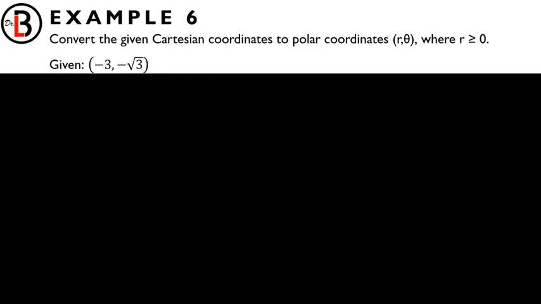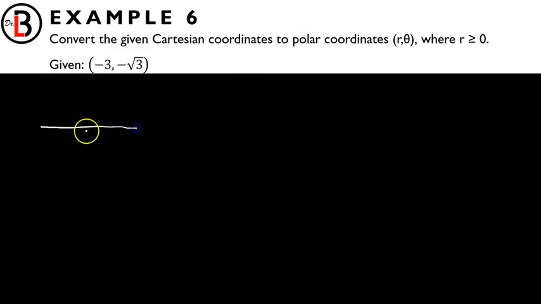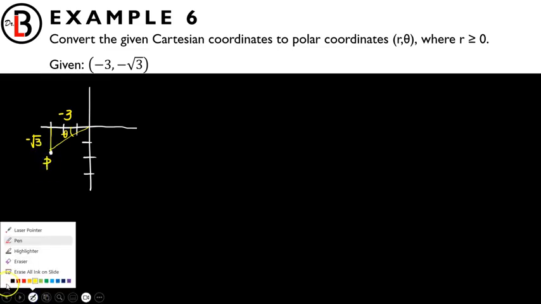Next, another one. Convert the Cartesian coordinate to polar coordinates where r is greater than 0. So you're given a third quadrant point, negative 3, negative square root of 3. So square root of 4 is 2. So that means square root of 3 is greater than 1, but less than 2. So let's just call this point. Let's approximate that. If this is theta, that's negative square root of 3. This is negative 3. Let's call that point P.